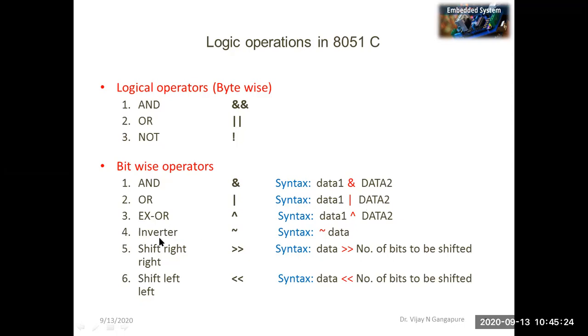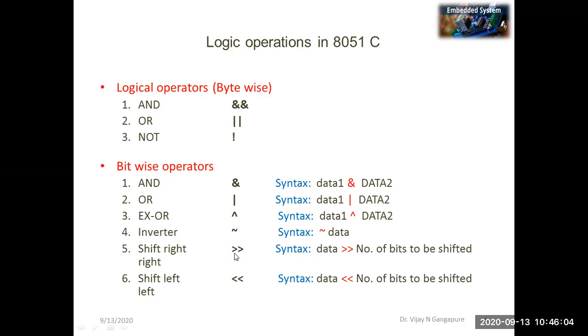But the bitwise inverter operator operates on a single operand, that is, single data. It inverts it. For example, if the data is 10101010, then after inversion the data will become 01010101. Okay, the next bitwise operator is the shift right operator.